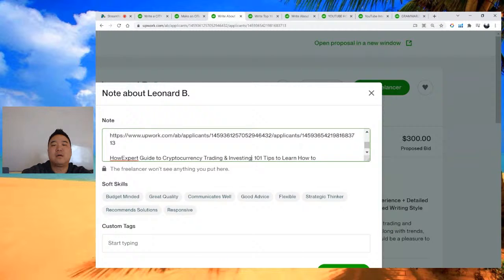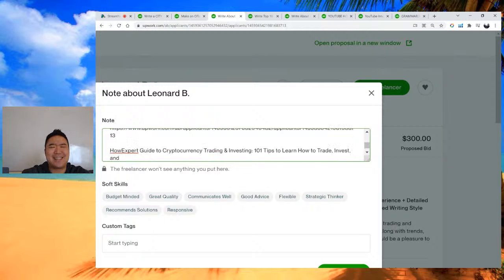Number one, tips to learn how to trade, invest, and succeed with crypto. Just call it crypto. Most people don't call it cryptocurrency anymore. It's crypto now. But we'll put cryptocurrency into the subtitle. So, crypto trading and investing. 101 tips to learn how to trade, invest, and succeed with cryptocurrency, such as, should we even put such as Bitcoin? Just to put it in, Ethereum.